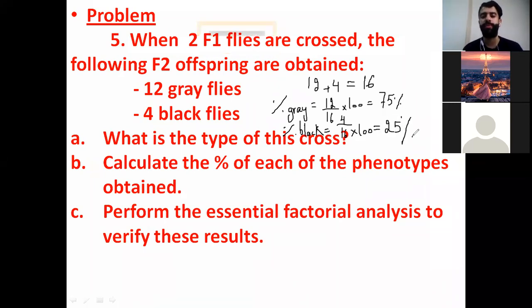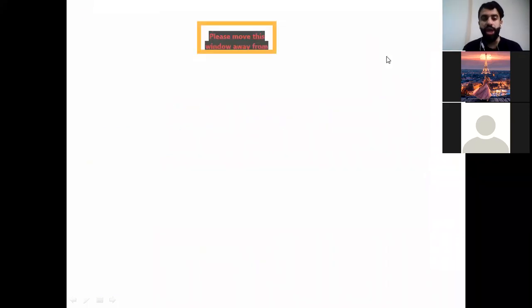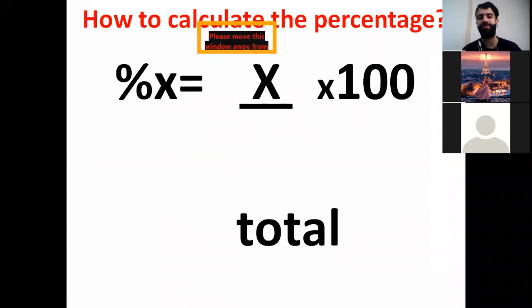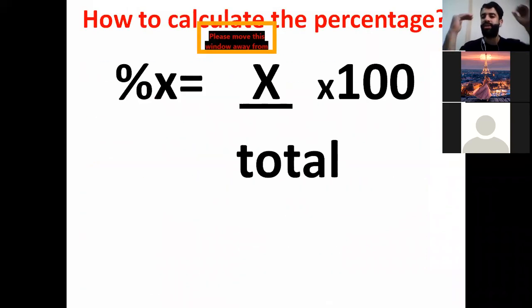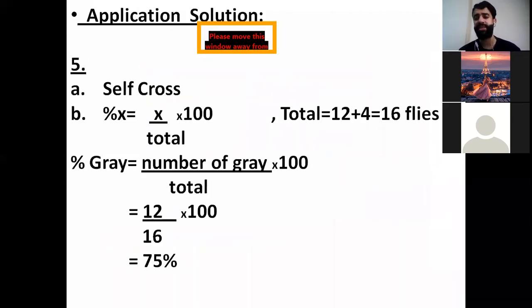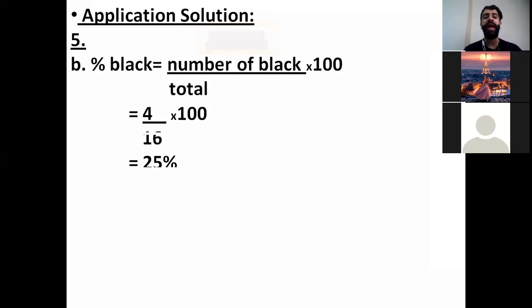Here they want you to perform the essential factorial analysis to verify the results. To perform the factorial analysis, first of all, you have to know how to calculate the percentage. The percentage of the gray is the number of the gray over total times 100. This is the type of cross, it's called self-cross. So it's 12 over 16 times 100, so it's 75%. And percentage of the black is the number of the black over the total times 100. This rule, this formula, you have to study it.